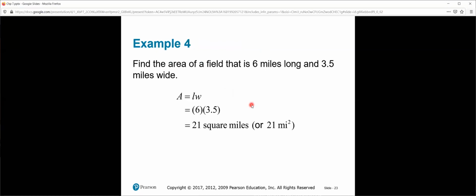So you have a field that's 6 miles long and 3.5 miles wide. Well, the area is 6 times 3.5 or 21. Notice here that we are squaring the miles. Square miles, so we put a little 2 up here in front of the unit. Because this 6 and this 3.5 both have units of miles. So this is going to have a unit of miles times miles. And what's a shorthand way of saying something times itself? Well, 2 times 2 is the same thing as 2 squared. So miles times miles is miles squared. Area has units squared.